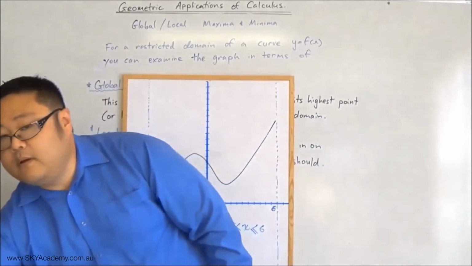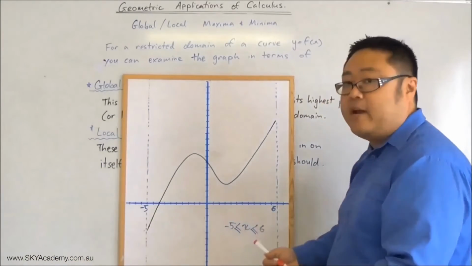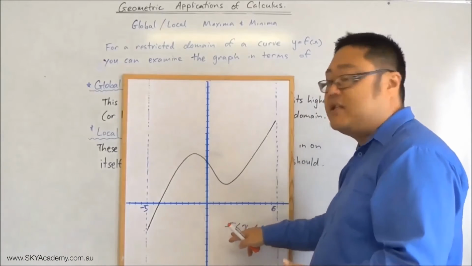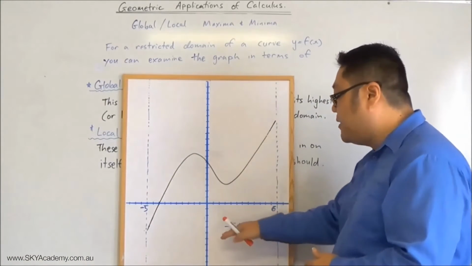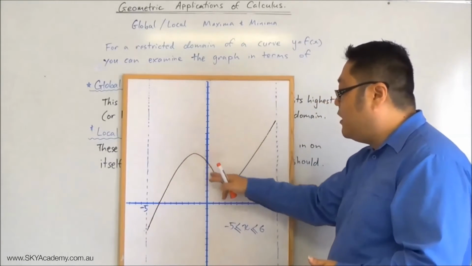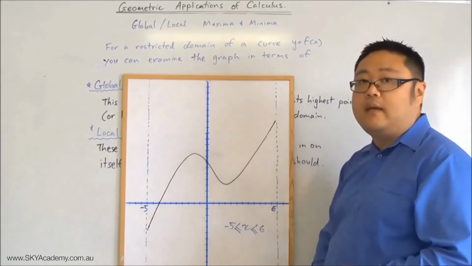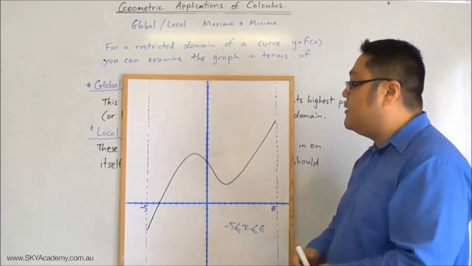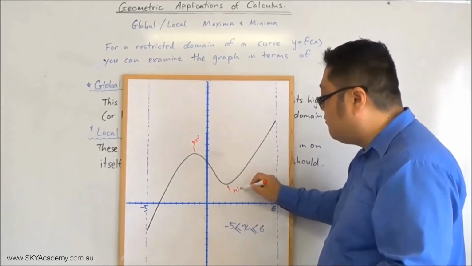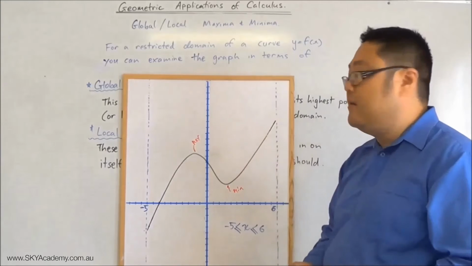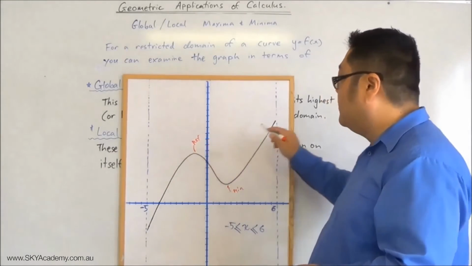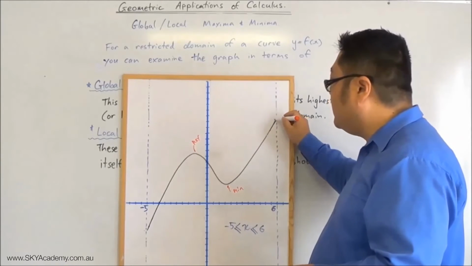So, this particular curve has a bandwidth or a domain that goes from -5 to +6. So the domain of the function, we call that the domain, is from -5 to +6. Okay, and so the graph kind of takes this form here. Now you can see that there is a maximum point there and there's a minimum point there. But the highest point in the curve is not at the maximum, it's at this point here.